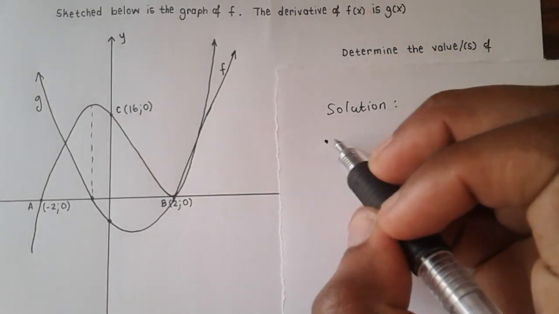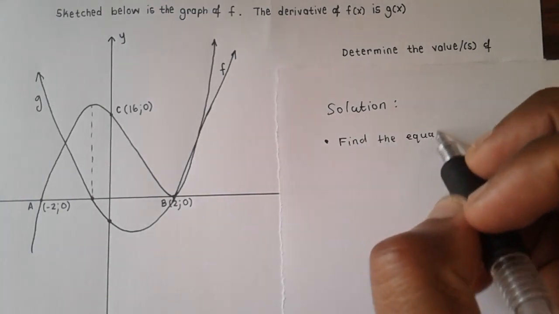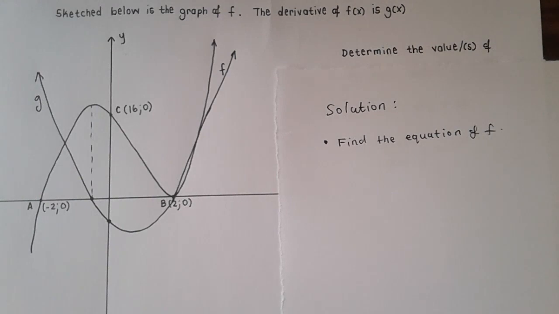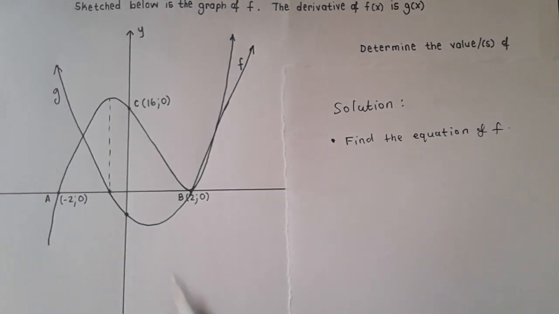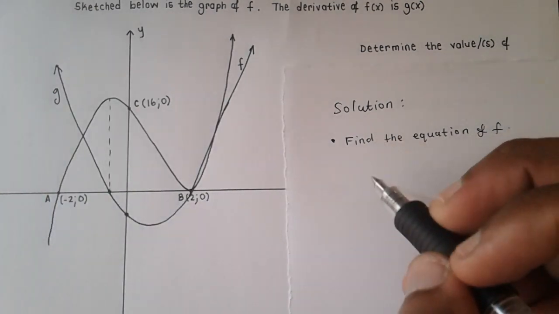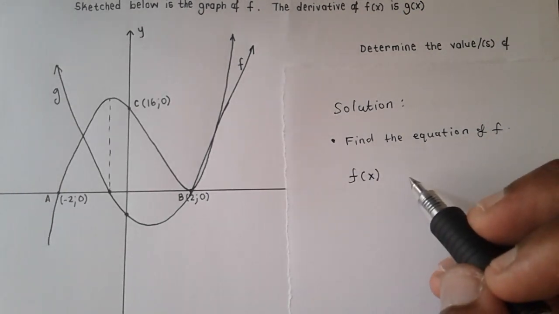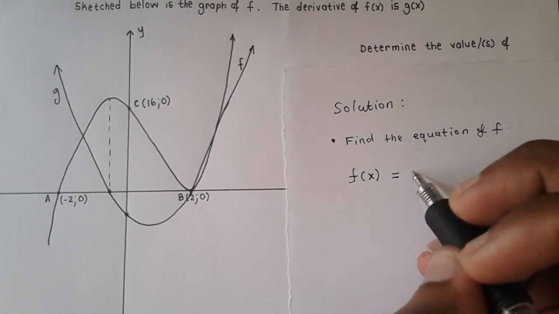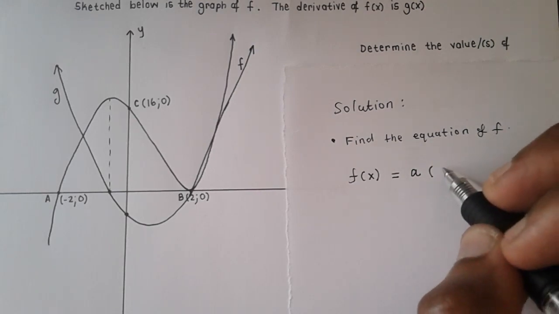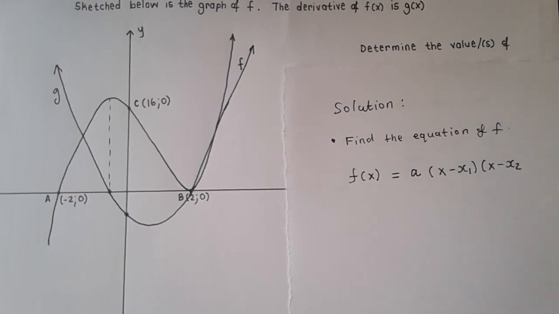The first thing we want to do is find the equation of f. What do we have on f that can help us? We have two of its coordinates, its x-intercepts. So we can write down the skeleton of f, similar to that of a parabola. It's going to have some a value, which we need to calculate, and then it's going to have three factors: x minus x1, and then x minus x2.